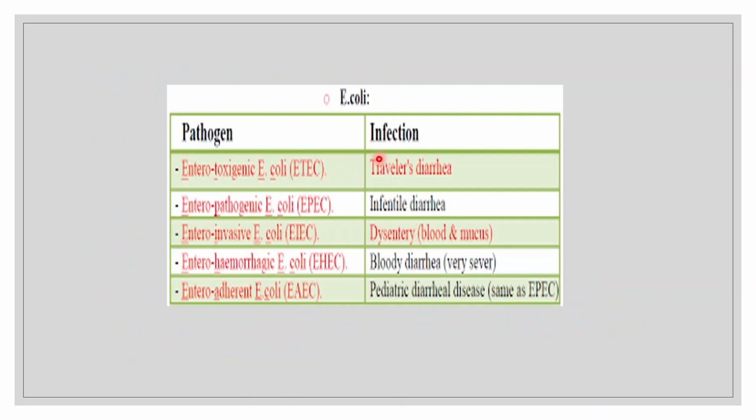So this is a picture which shows the different types of diarrheas produced by the different types of bacteria. And as you can see, most of these are different types of diarrheas like traveler's diarrhea, infantile diarrhea, dysentery, which produces blood and mucus, bloody diarrhea, pediatric diarrheal disease. And these are the different types of E. coli which produce it.